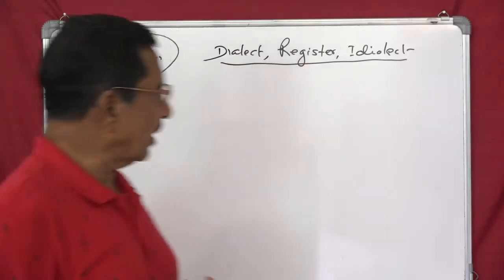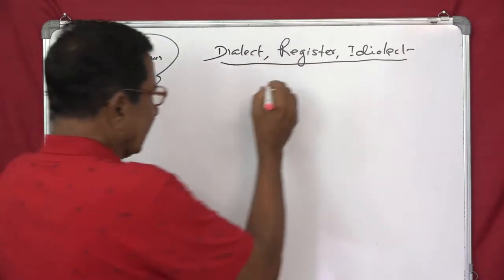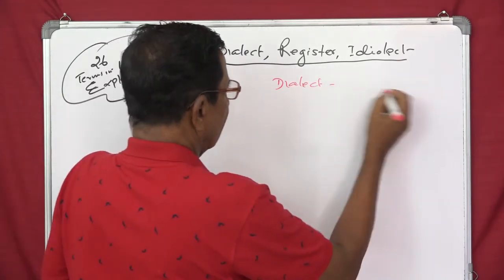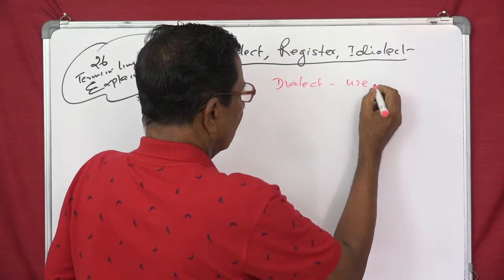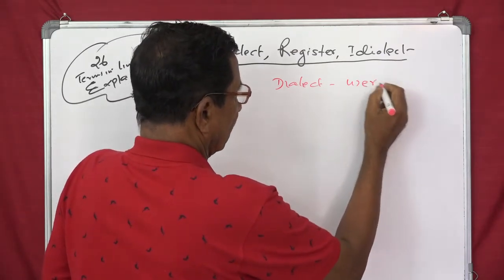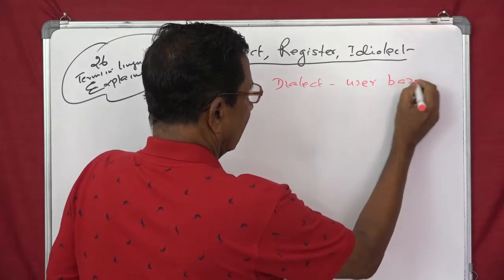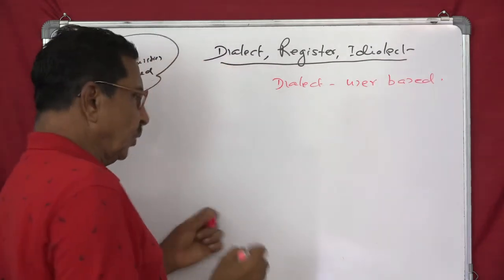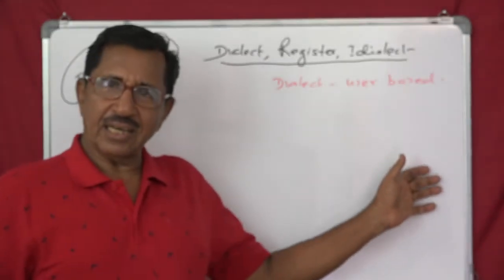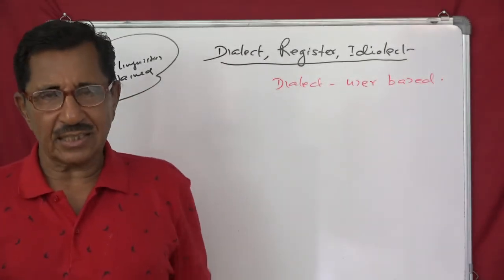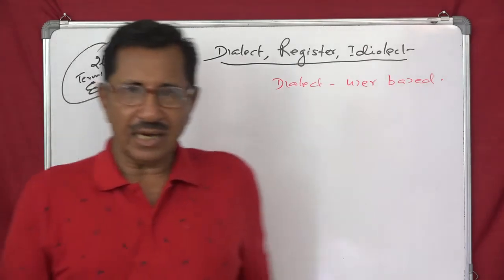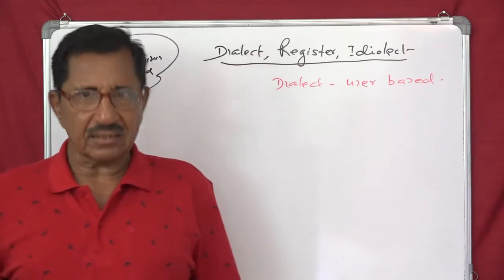Okay. Now it comes to register. The basis for dialect is user based, isn't it? User based. Who uses it? If it is in a region, it is regional dialect. If it is class, it is class dialect. And if it is occupation, it is occupational dialect. If it is in a country, in a village, it is a village dialect.